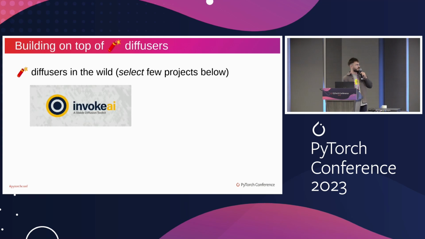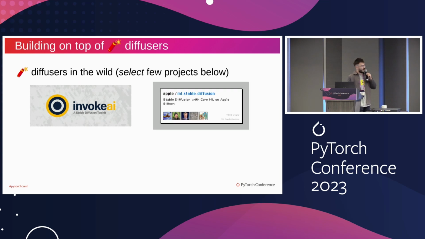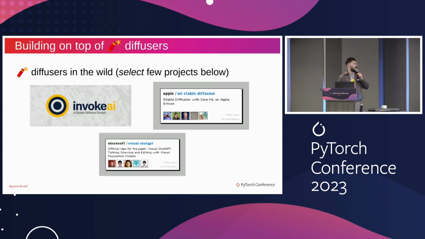And so in this situation, Invoke AI has been really, really impressive, building a full web UI on top of Diffusers. We have collaborated as well with Apple to have a Stable Diffusion toolkit that works on CoreML on iPhones directly. And the incredible Visual ChatGPT work by Microsoft has been super, super impressive as well.